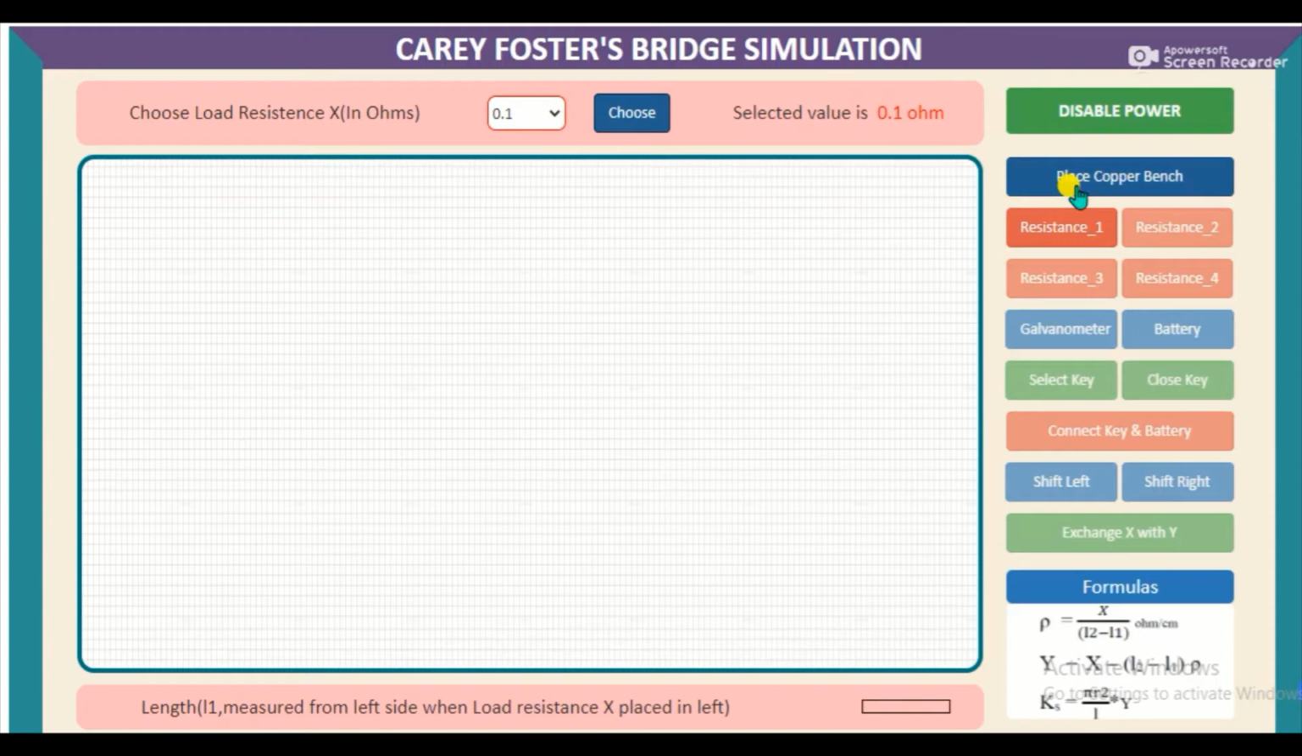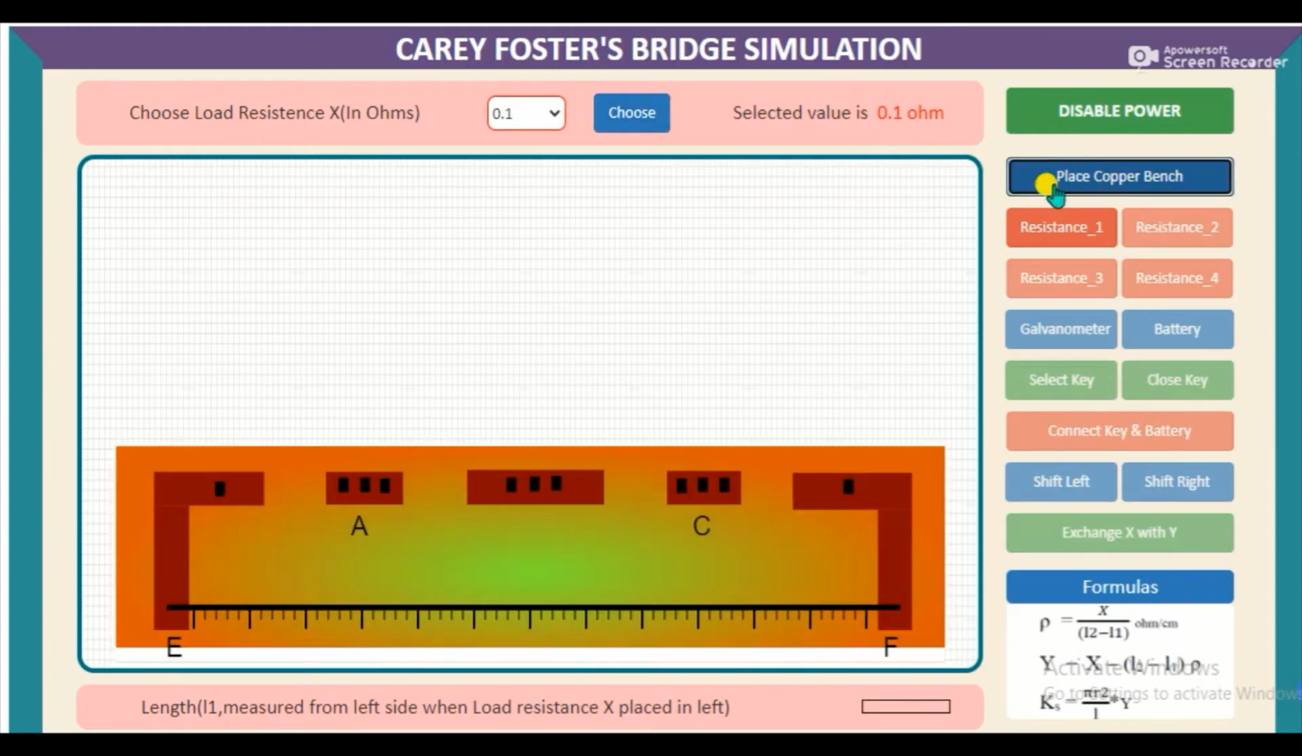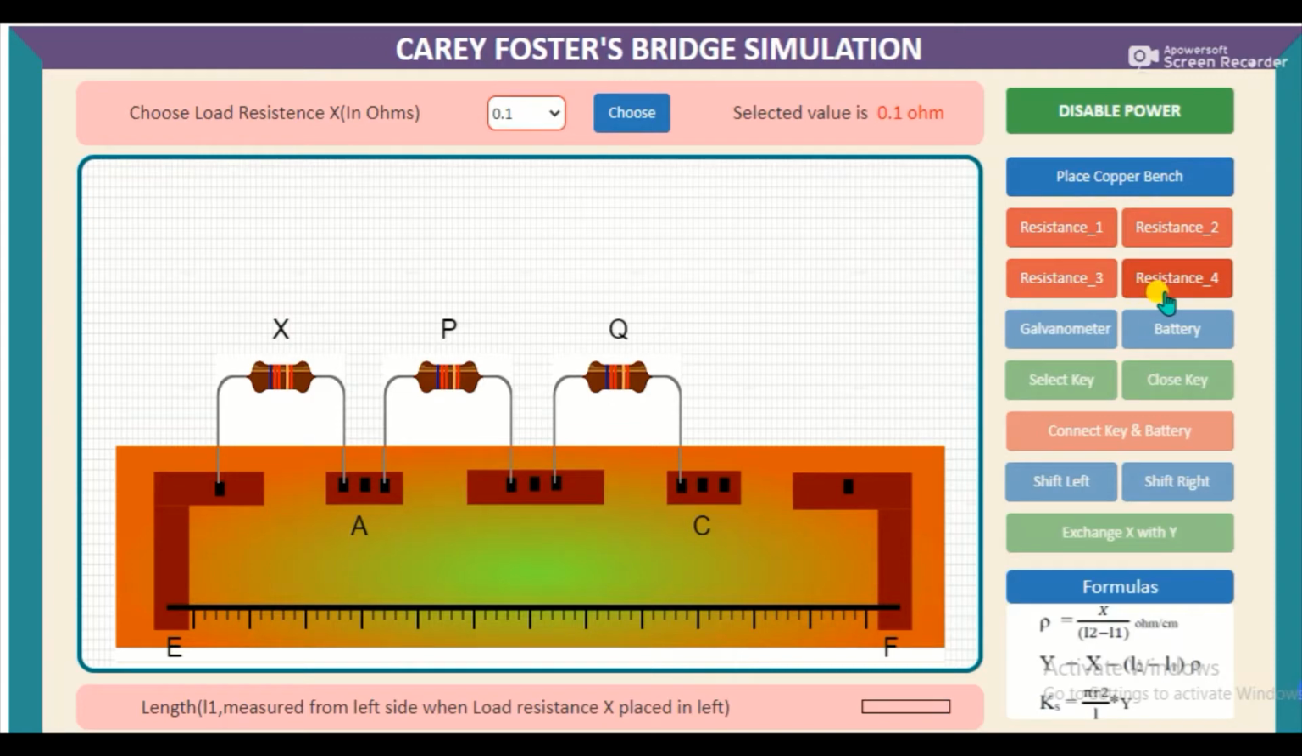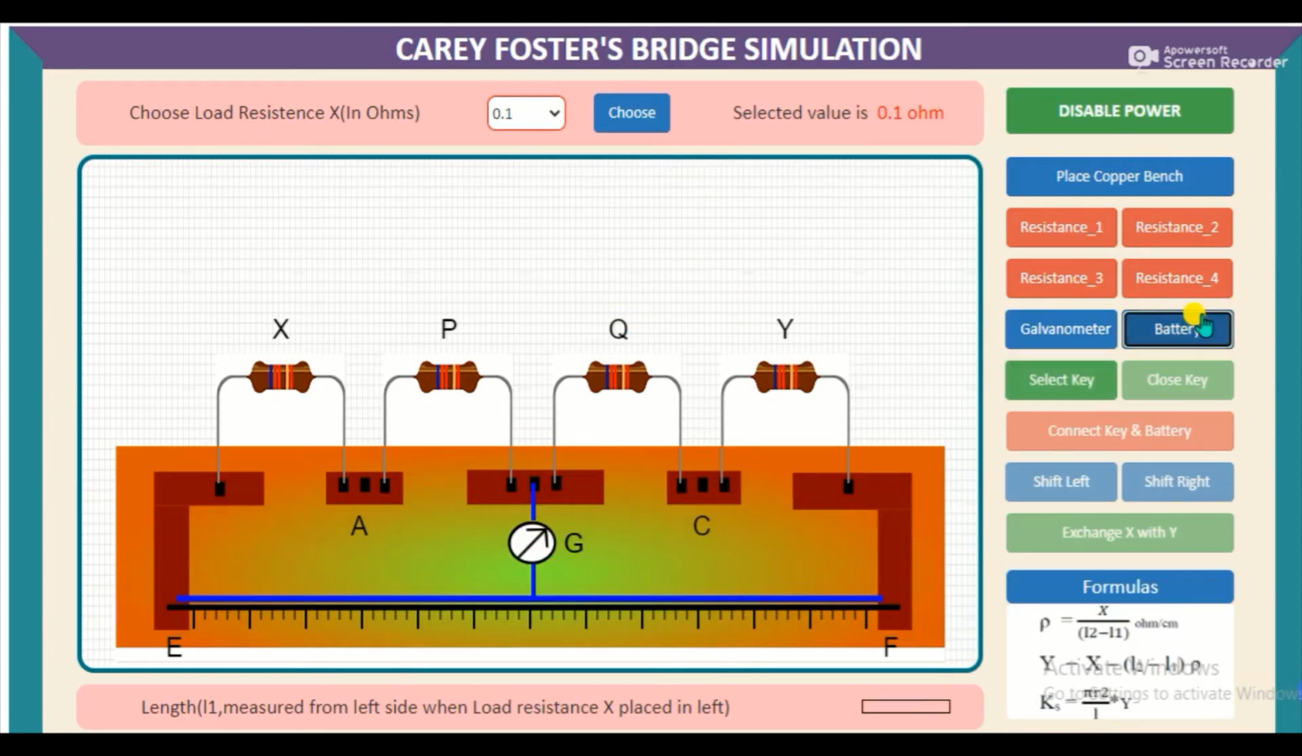Now we are going to place the copper branch. So this is here. Resistance 1, let us place it here. Resistance 2. Resistance 3. And resistance 4, which will be the Y resistance. Then the galvanometer, then the battery.